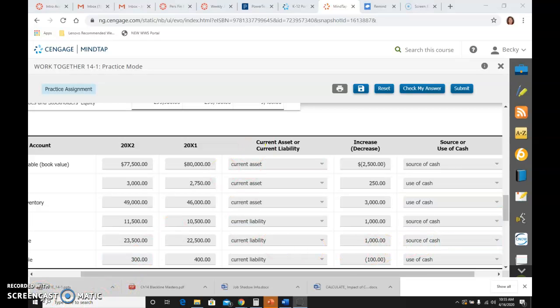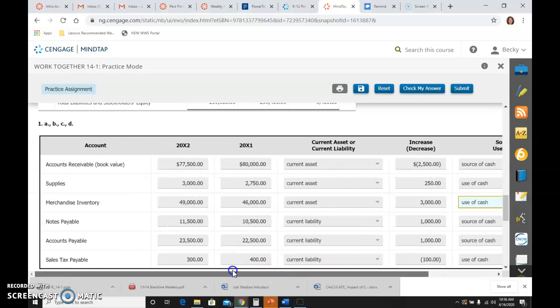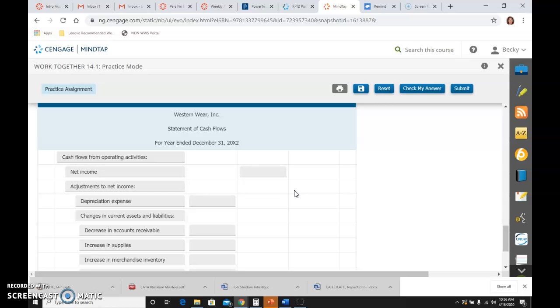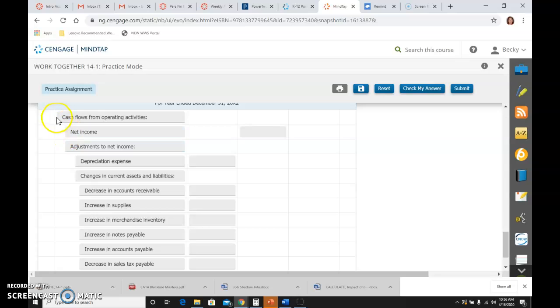To actually prepare the operating activities section, I'm going to use all of these increases or decreases when I go down to my statement of cash flows. I've already filled out the heading, who, what, when, and the when is for the year ended. It's cash flow from operating activities. The net income number they told me in the directions was $5,080. They said depreciation expense was $13,650. So I put those in.